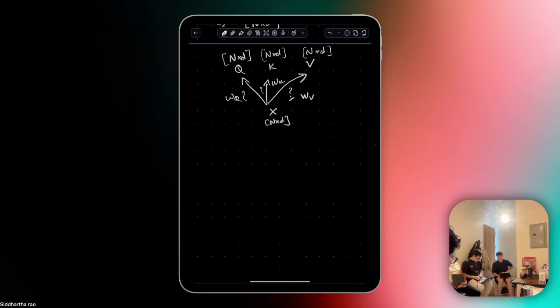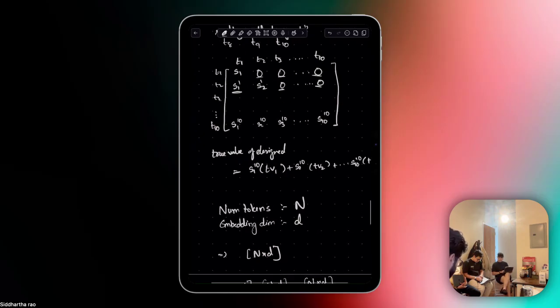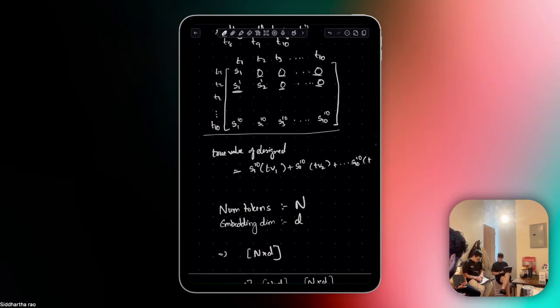So we have WQ, WK, WV, these three weight matrices that take us from a d-dimensional vector for each token into another d-dimensional vector, which represents Q, K, and V. And now the actual attention operation is using these Q and K terms to compute the score matrix that we talked about.